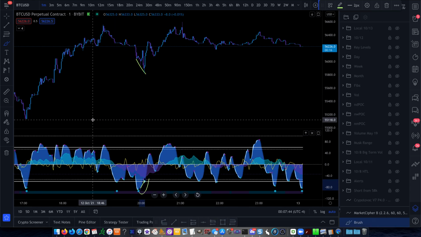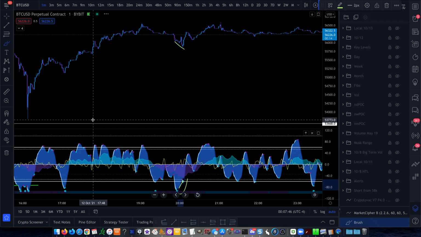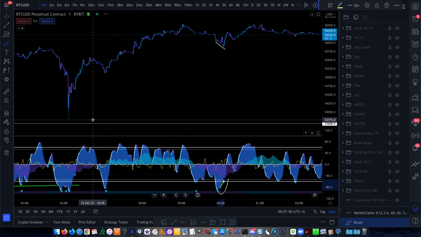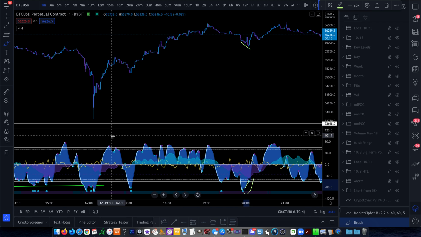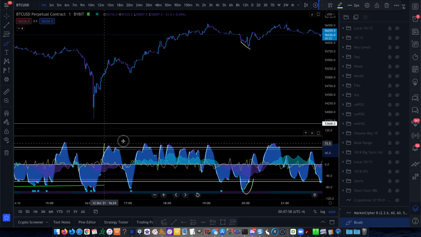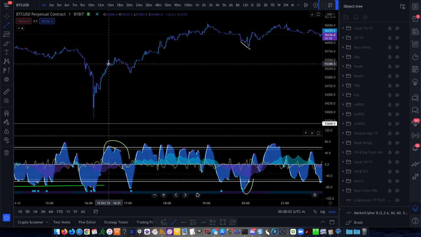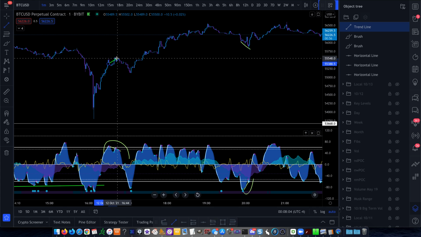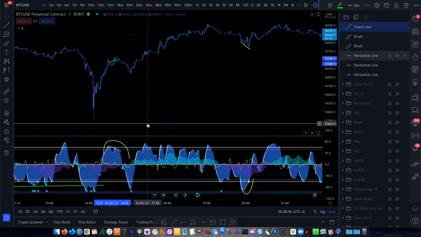Let's see if we can find any other uneven butt cheeks patterns here on the 1 minute. Right here, this is a good one. We can see price on one momentum wave is making a lower high, while price is making a higher high, and boom, we get a nice little drop there.